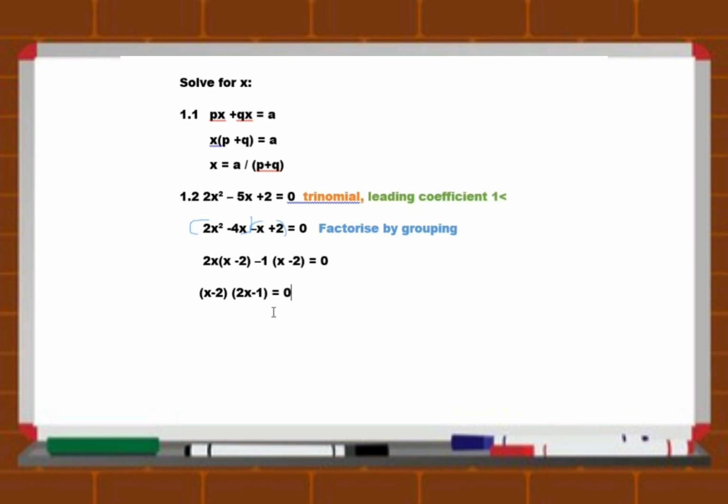Now it means our equation is going to have two answers. So you're going to say x minus 2 equals to 0, or 2x minus 1 equals to 0. This one, our answer will be 2, because you're going to take this -2 and move it over to the other side. And if you move it over to the other side, it's going to be a positive. So x is equal to 2.